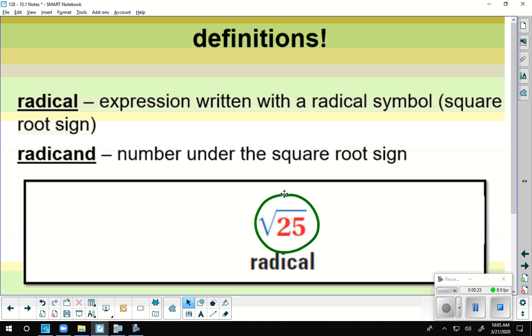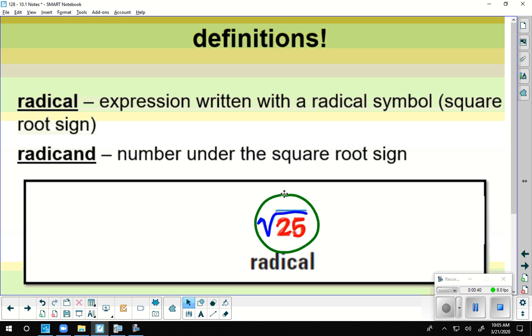So what is the radicand? The radicand is the number under the square root sign. So 25 is our radicand. And we call this a radical because of the radical sign. So in the notes, it says square roots are written with a radical symbol. The number inside the radical is called the radicand.